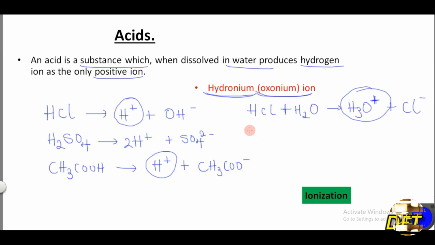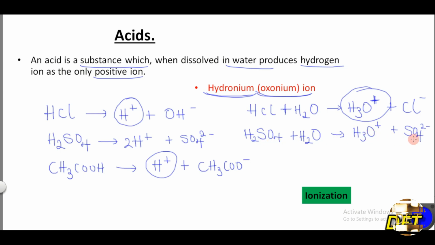Also, when tetraoxosulphate(VI) acid, H2SO4, dissolves in water, it produces hydronium ion and what? Tetraoxosulphate(VI) ion. And this is the only positive ion in the solution. So H2SO4 is an acid.